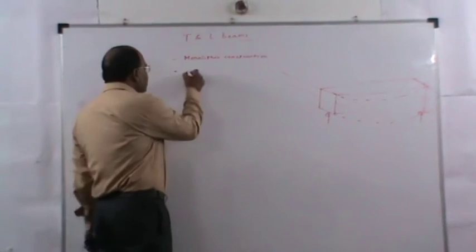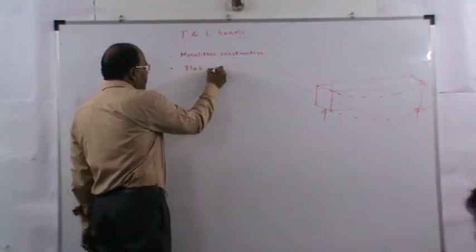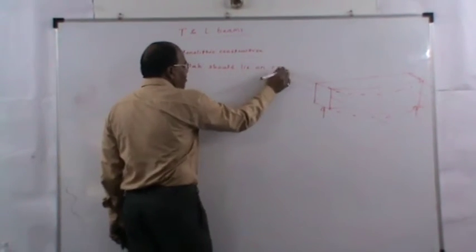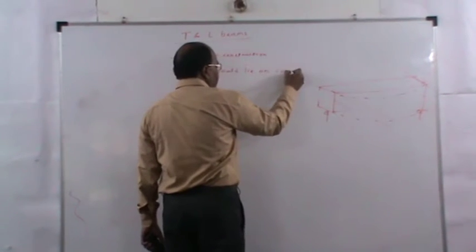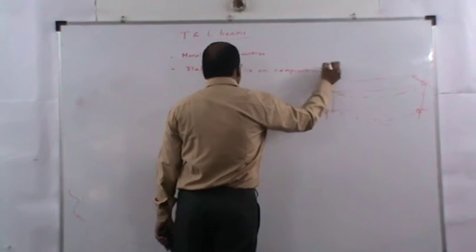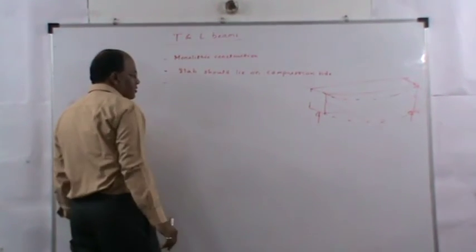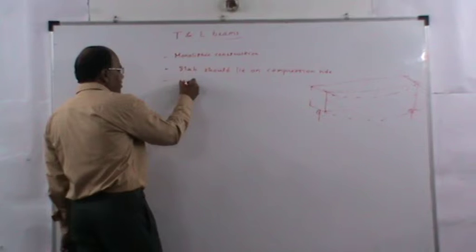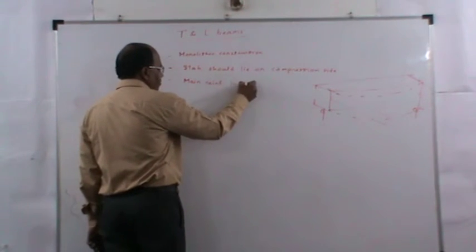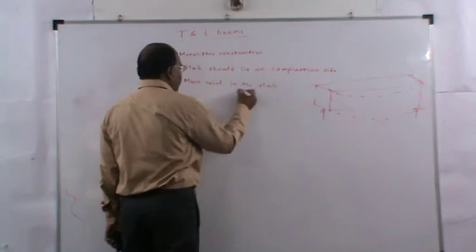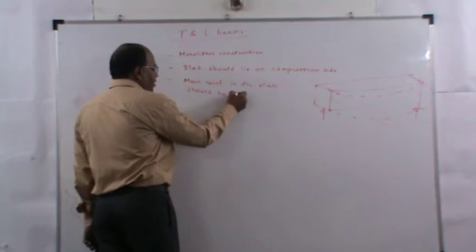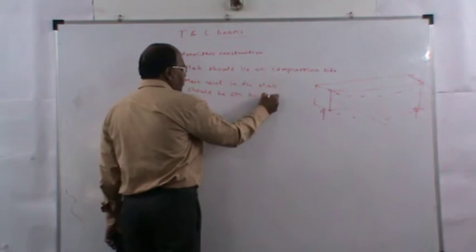Monolithic construction, slab should lie on compression side of beam. And third, main reinforcement in the slab should be perpendicular to the span of the beam.